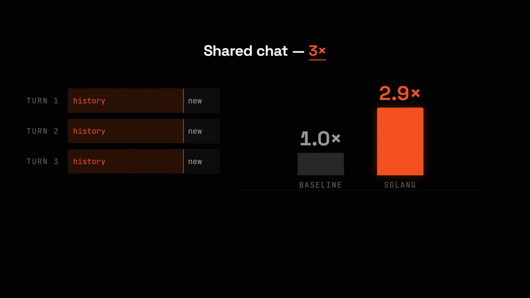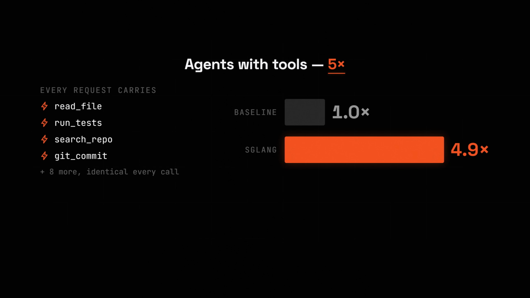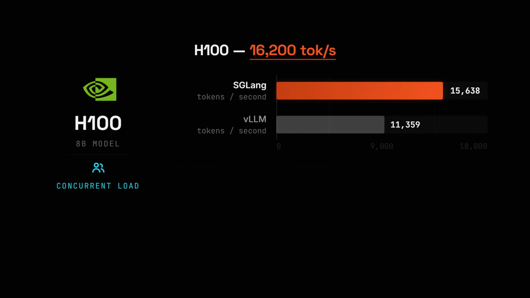The numbers scale with the overlap. On shared chat history, roughly 3 times the throughput. On agent workloads with tools, around 5 times. In the original paper out of Stanford and Berkeley, on the heaviest structured workloads, up to 6.4 times the throughput and a third of the latency versus the systems of the day, and it holds at data center scale.